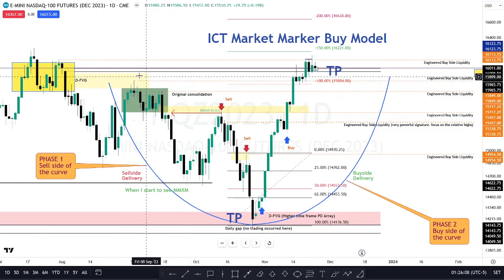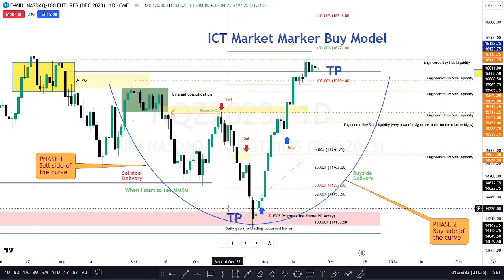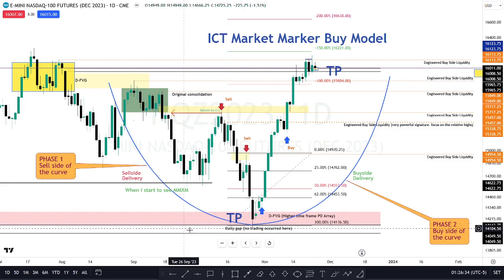So we start annotating the market from this consolidation right here. We didn't have a test, then we returned to the consolidation that was supposed to be your first entry. As the market was moving lower, we are only utilizing the daily. Then we had a market structure shift, and right here with the displacement, a return to the fair value gap. The price went lower. Why? Because we had a point of interest right here. This is what we were looking for. This was our draw on liquidity. The sell side of the curve, we're done with it.